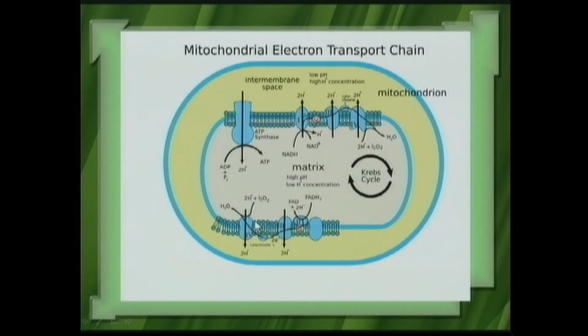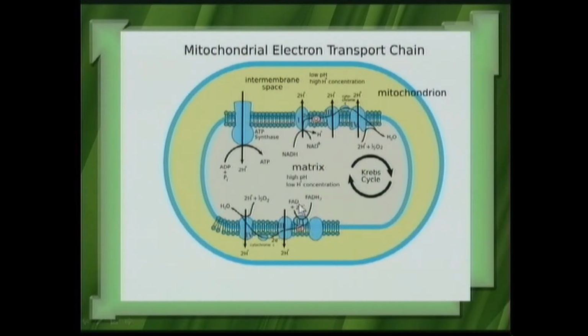So electron transport plus chemiosmosis. What happens? You have the electron carriers, NADH here, also FADH2, giving up their electrons, and then these electrons are transported from one electron carrier to the next, usually proteins embedded in the membrane.